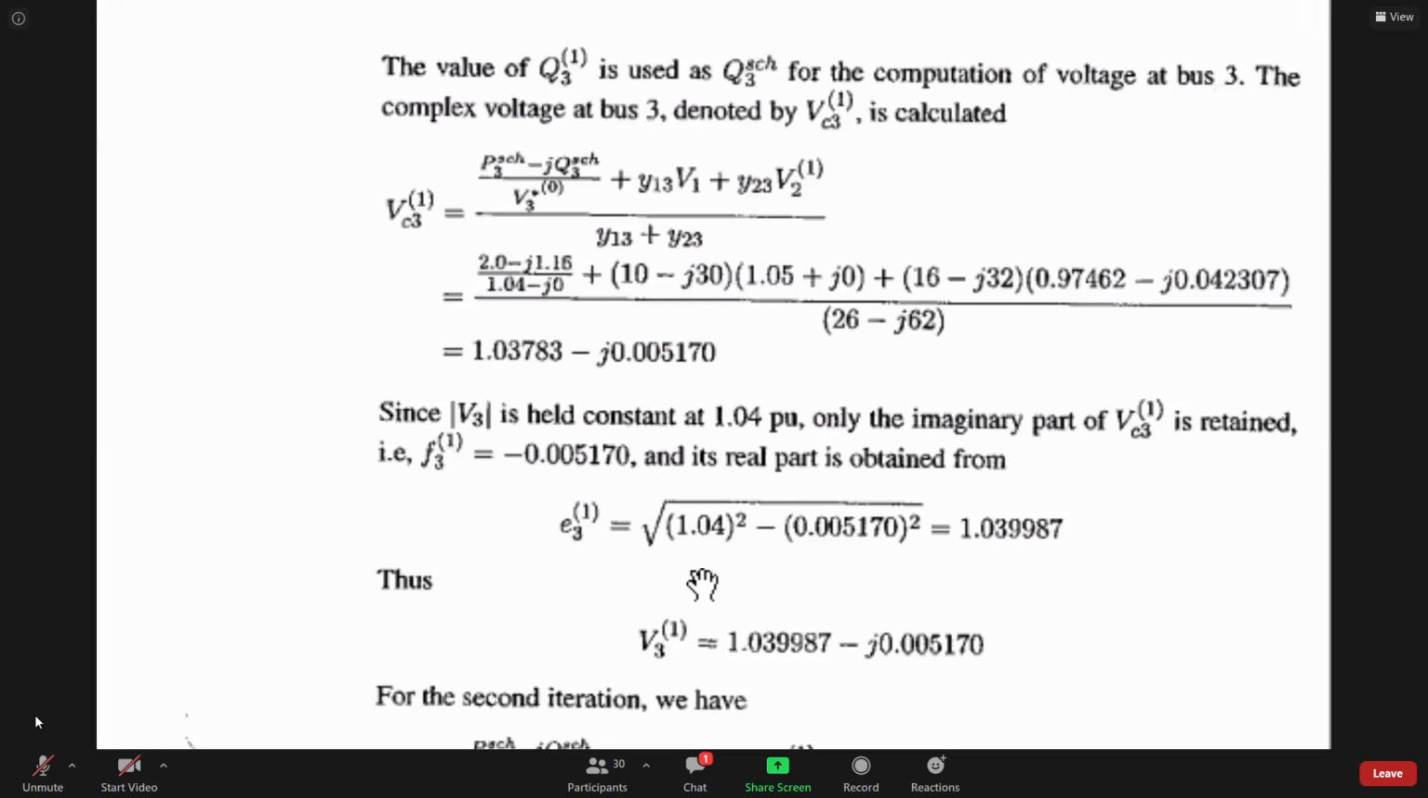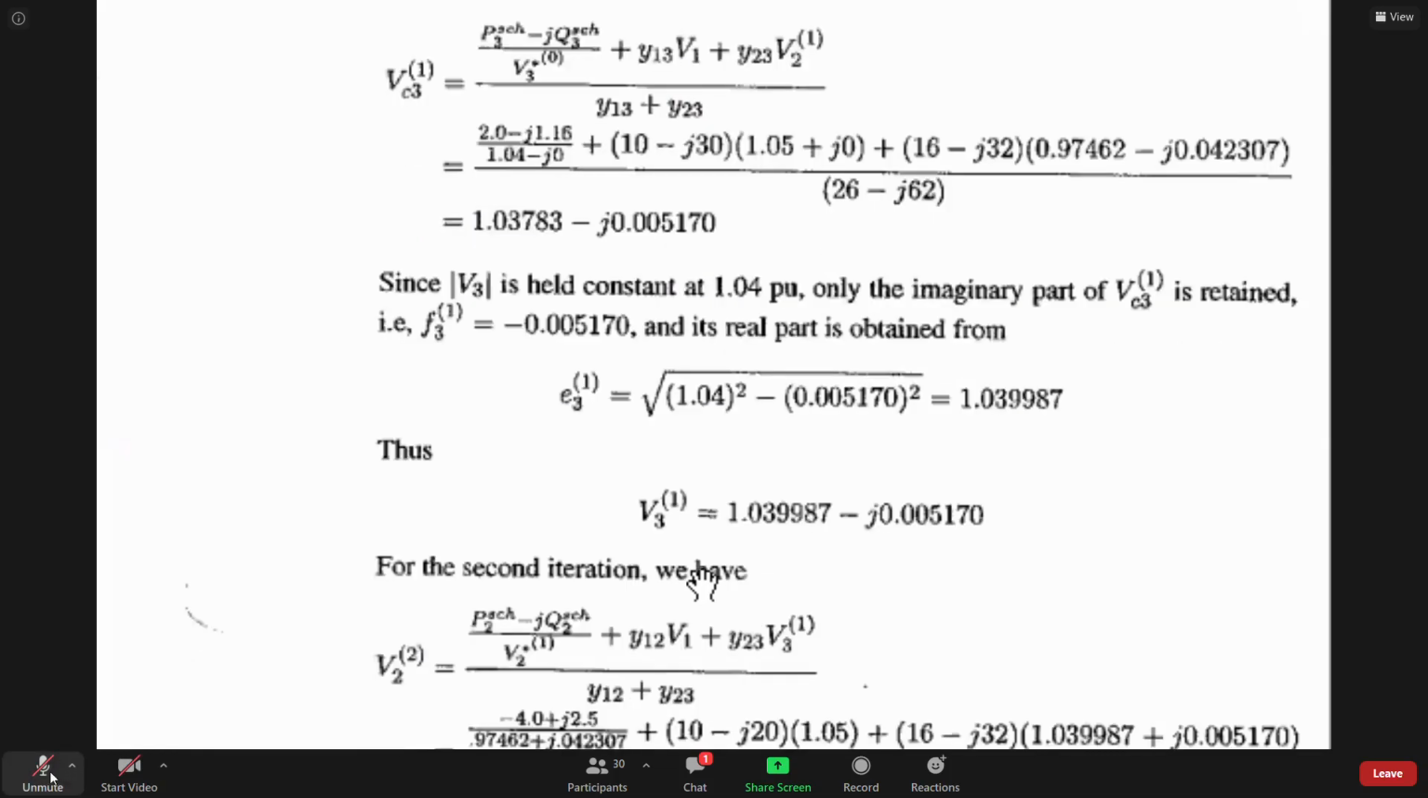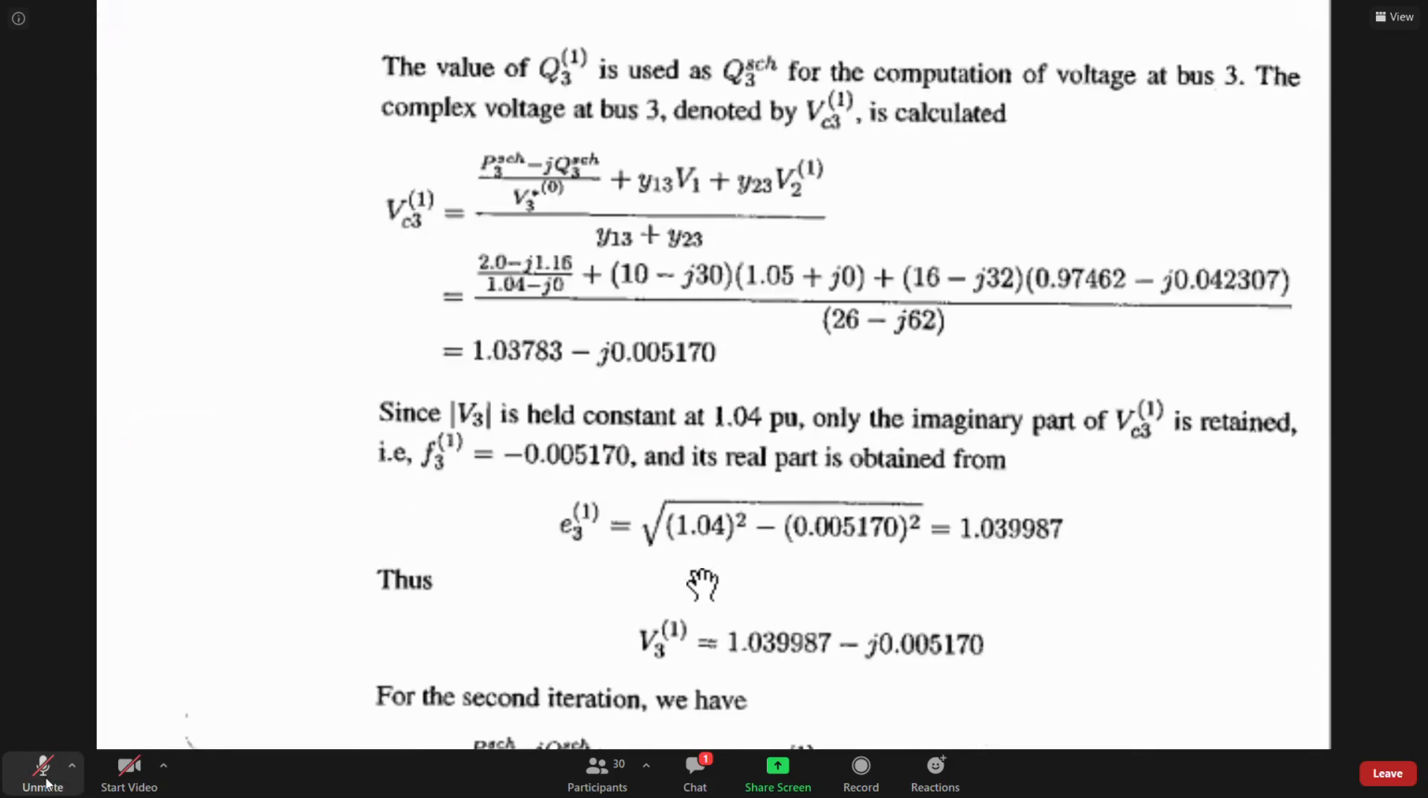Sir, why does the imaginary part have no effect? Actually, if you use that value, that will not give you the response of that constant magnitude. That's why you have to do the reverse calculation to generate that real part, so that you can get the constant magnitude, because it is the regulated bus. A regulated bus should maintain that constant magnitude of voltage.